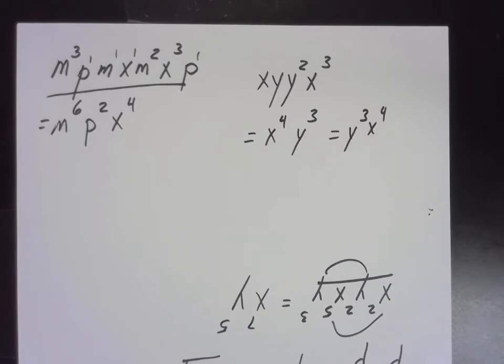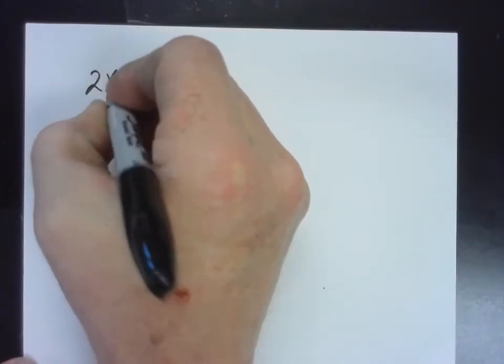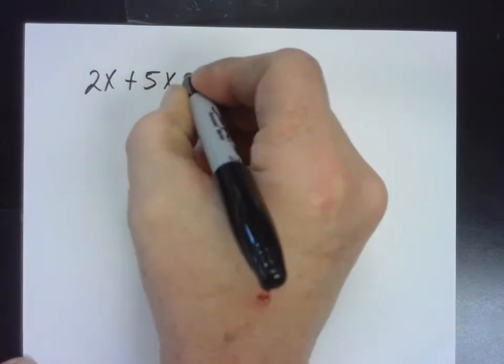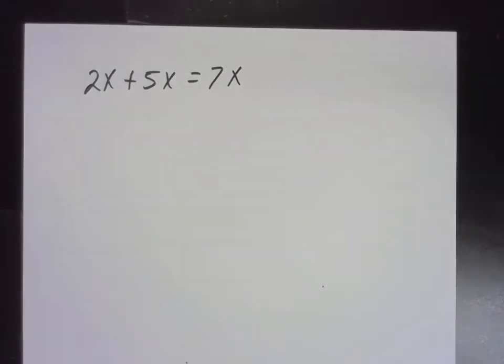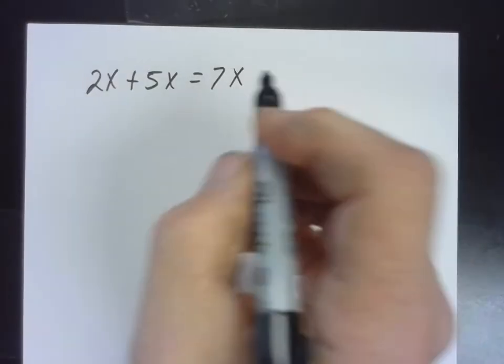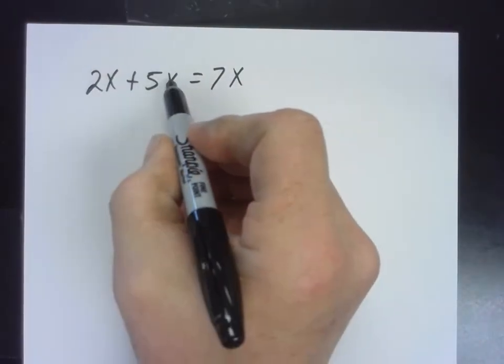Now, that's the easy part of the lesson. Here's the hard part of the lesson. And it's easy too. It's just keeping them straight. So we've been adding like terms. 2x plus 5x equals 7x. Okay. It does not equal 7x squared, does it? Okay, it's not x squared because we're not multiplying these two x's together.